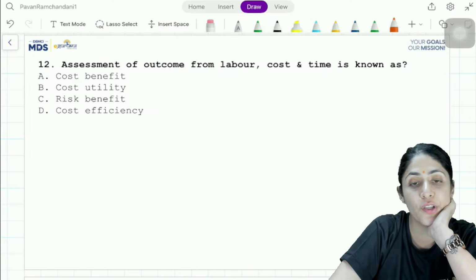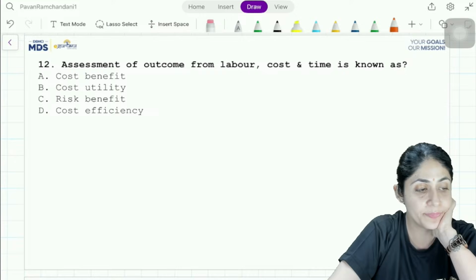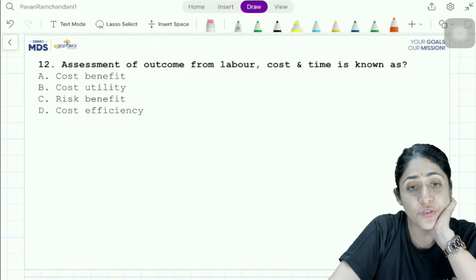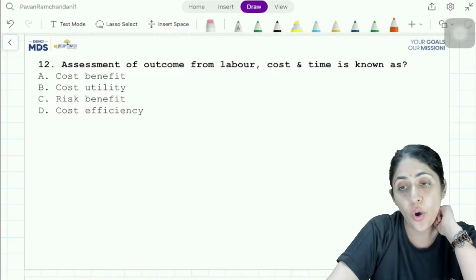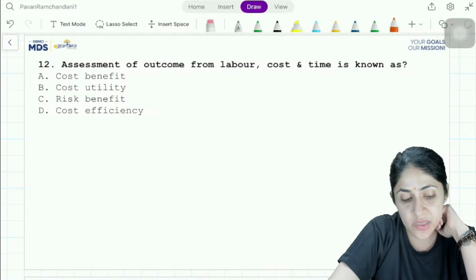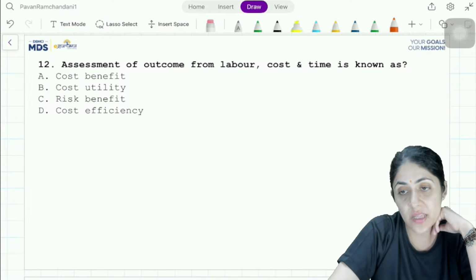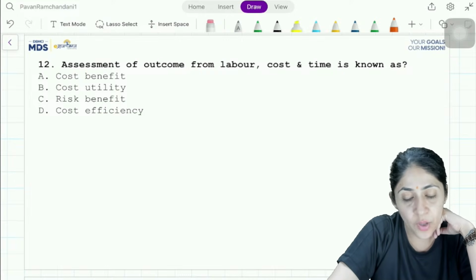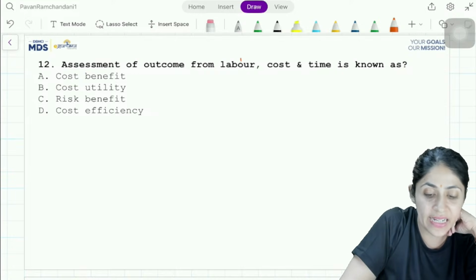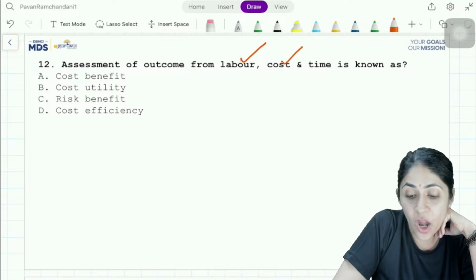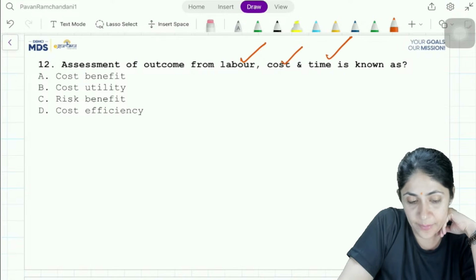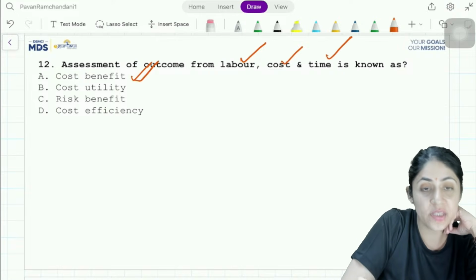to you all in your Health Economics chapter. So what is this? You are assessing the outcome. Whenever a program is conducted or an economic evaluation is done, it is done into various categories. So here the outcome is assessed in terms of labor, how much labor you invested, what was the cost, and how much time was invested. So this is called cost benefit.